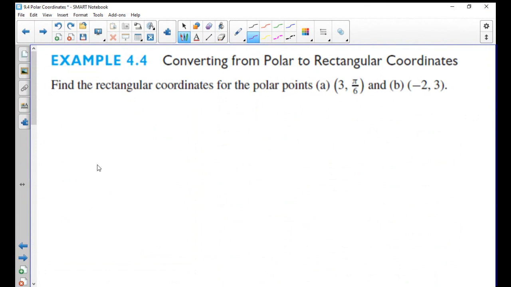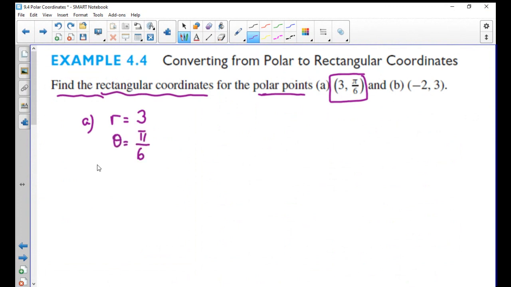Okay, this is fairly easy. You have the rectangular coordinates. Find the rectangular coordinates for the polar coordinates which are given. So in A, what is R? 3. Yeah? What is theta? Pi over 6. So we want the rectangular coordinates. What does that mean? X and Y. Yeah? You want X and Y.